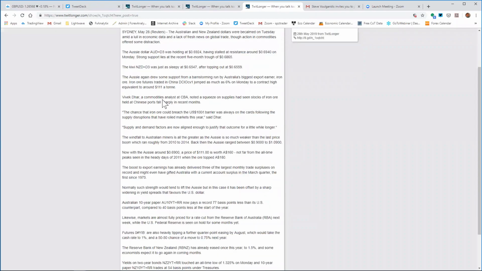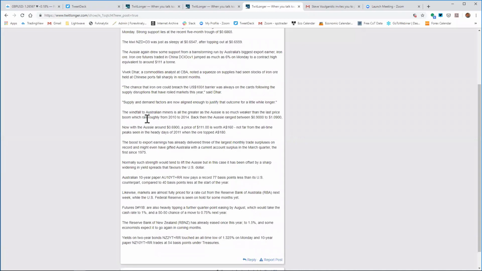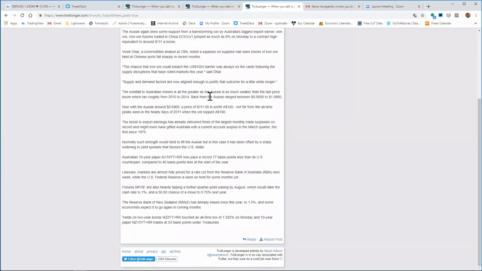$111 a ton. Commodities analysts noted a squeeze on supplies that sent stocks of iron ore held at Chinese ports falling sharply in recent months. The chance that iron ore could breach the $100 barrier was also in the cards following the supply disruptions. Supply and demand factors are not aligned enough to justify the outcome for a little while longer. The windfall to Australian miners is all the greater as the Aussie is so much weaker than in the last price boom. Now with the Aussie around 69 cents, a price of $111 is worth 160 Aussie dollars, not far from the all-time peaks.